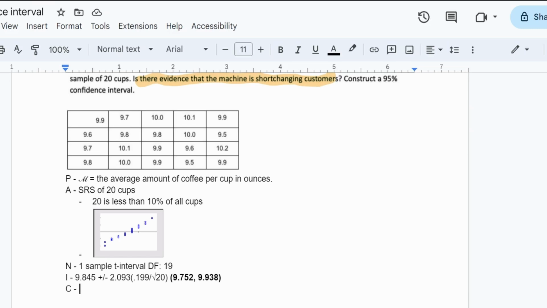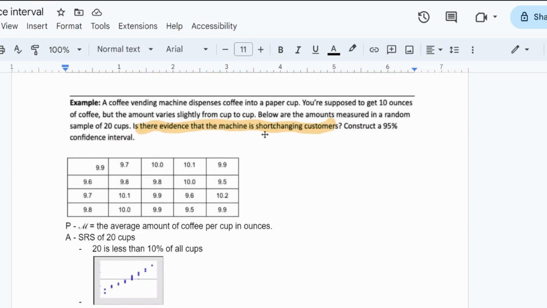And our conclusion is going to be in a sentence like this: I am 95% confident that the true mean of ounces of coffee per cup is between, then we put our confidence interval, 9.752 and 9.938. And now we have our whole PANIC out.